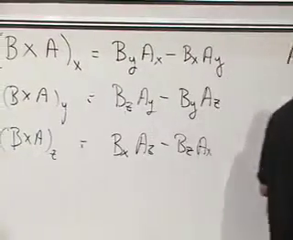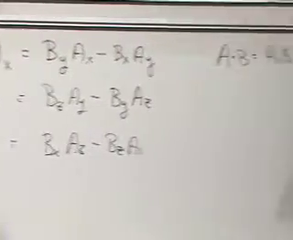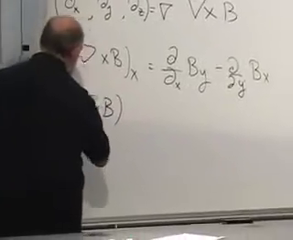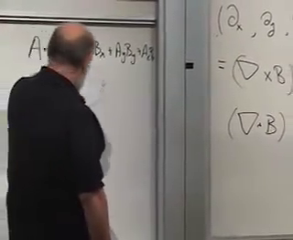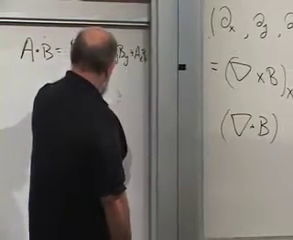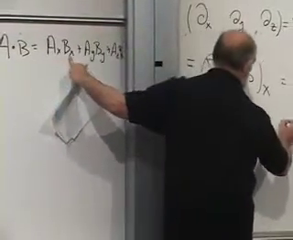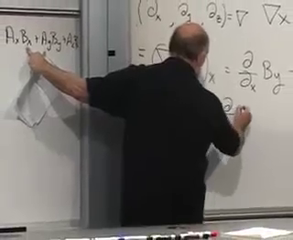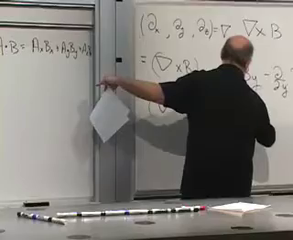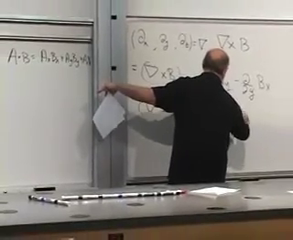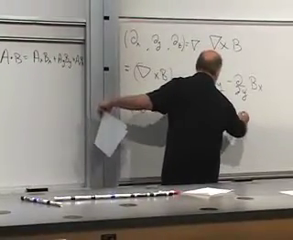What about del dot B? That's called the divergence of B. Del dot B, well, we come to the definition of the divergence from the dot product. It is d by dx bx plus d by dy by plus d by dz bz.